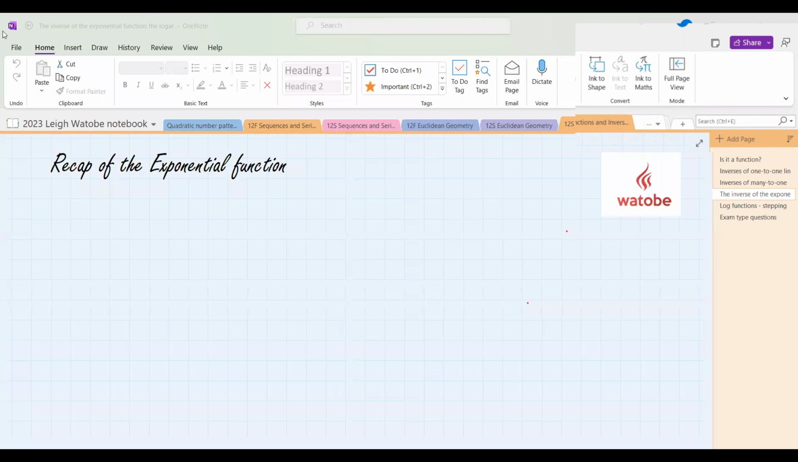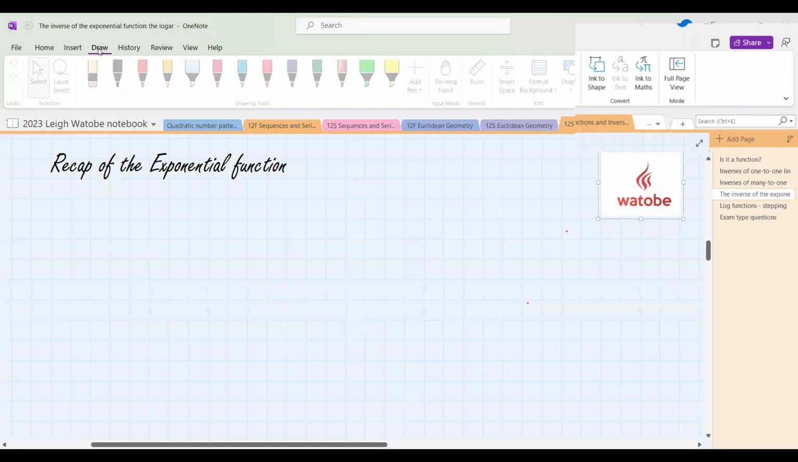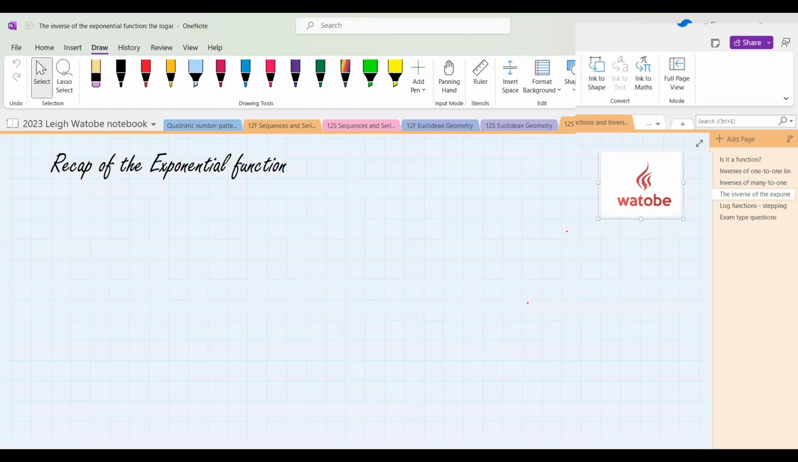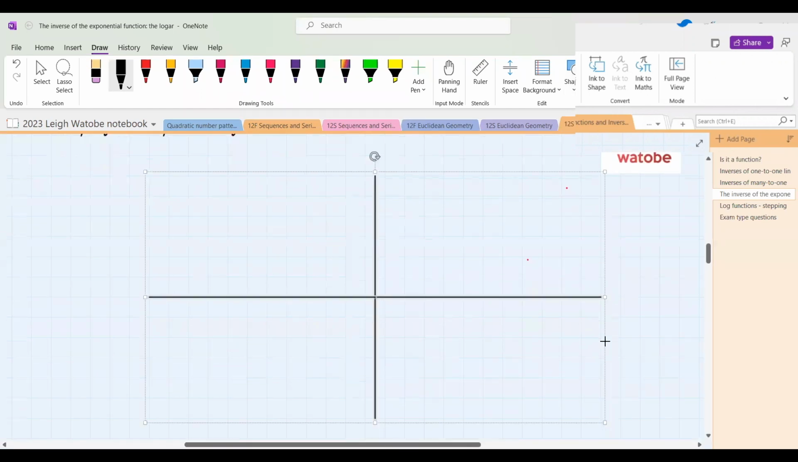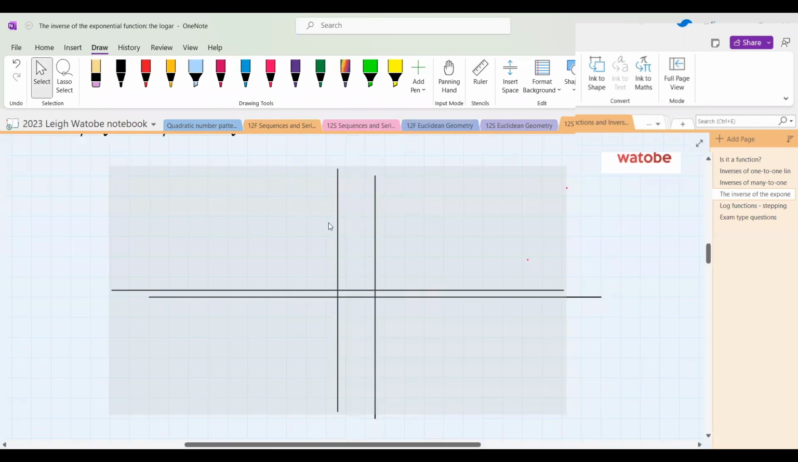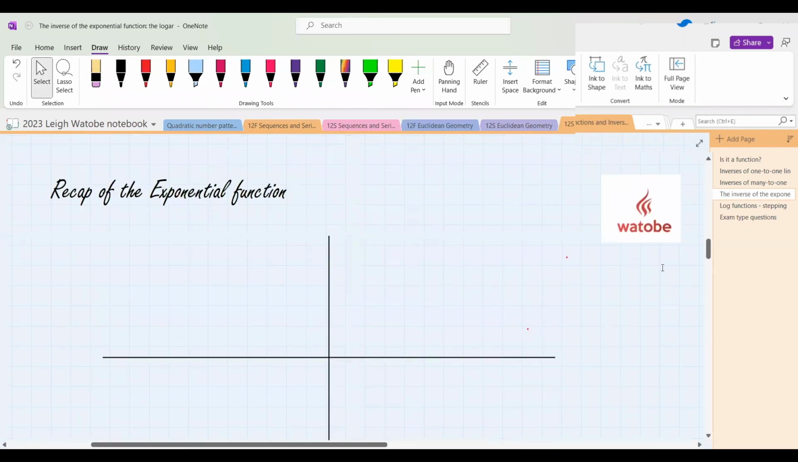All right, so let's draw ourselves some axes here. Let's want black axes. Okay, there we go. I'm going to draw myself a Cartesian plane just like that, and I'm going to use this to explain the exponential function.